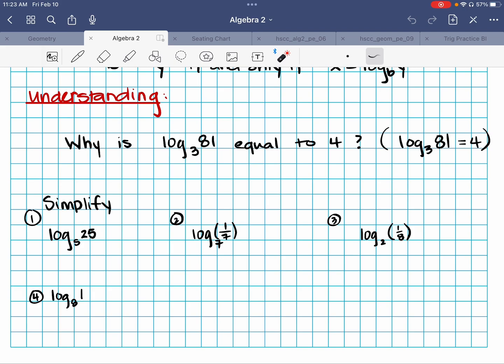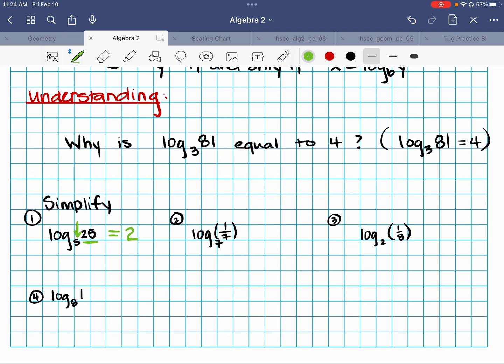Now, let's take a look at a simplifying type of question. Question number 1, the log of 25 base 5. We need to think about what exponent goes on that 5 to get this 25, and that would be 5 to the power of 2. So the logarithm, also known as the exponent, is equal to 2. The logarithm is 2 on the 5 that gives us the 25.